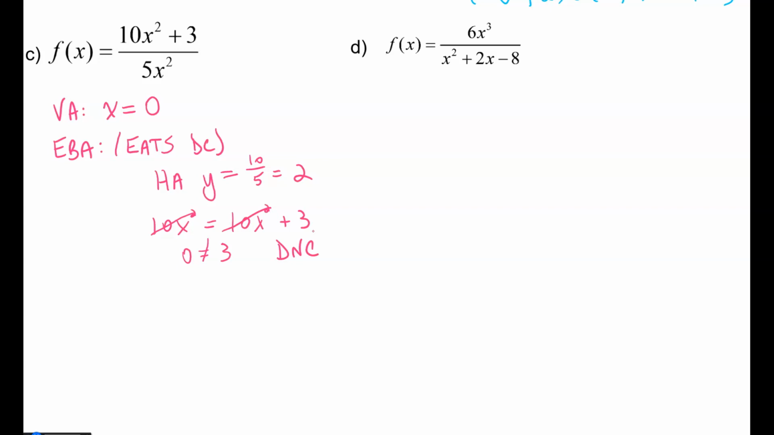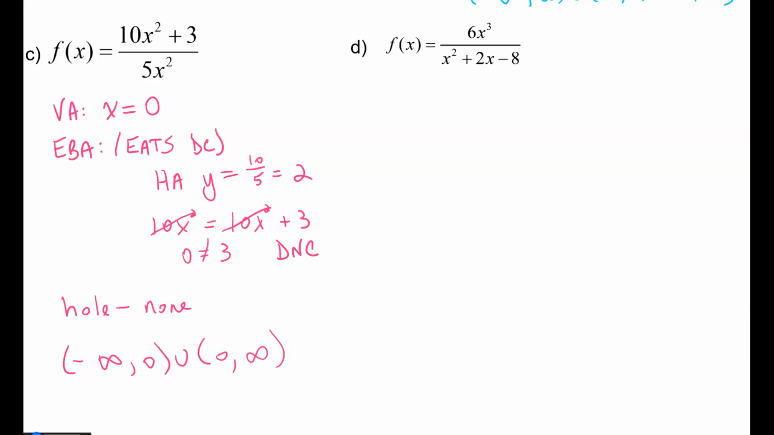All right. Also want to check for holes. We did not simplify any terms out, so therefore no holes. And the only restriction we have on our domain is the 0. So in interval notation, that takes me negative infinity to 0, picking up again from 0 to infinity.